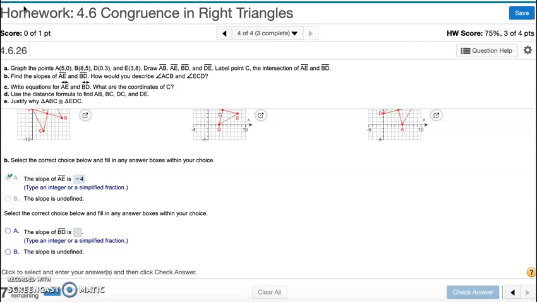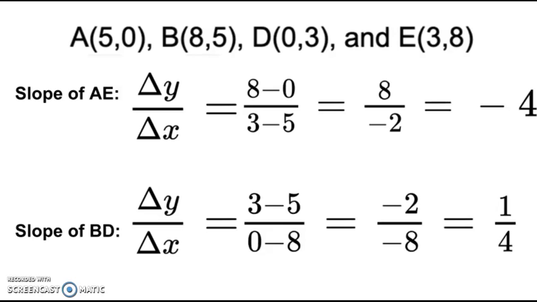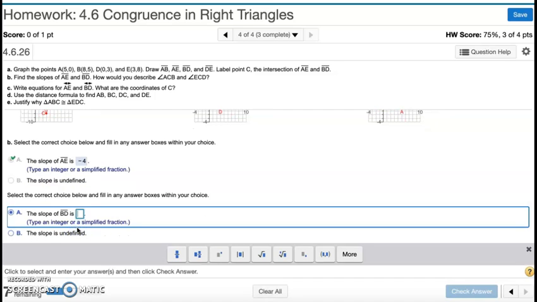Now it wants us to find the slope of BD. So again, we're going to use change of y over change of x, but we're going to use the coordinates of B and D. So the y coordinates are 3 and 5, and the x coordinates are 0 and 8. Subtracting the y's and putting them up top, over the x's being subtracted, we get 3 minus 5 over 0 minus 8, which gives us negative 2 over negative 8, which reduces to 1 over 4. So let's put that in. So the slope of BD is 1 over 4.